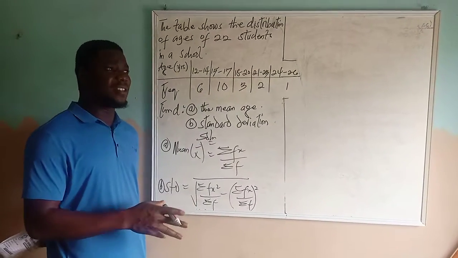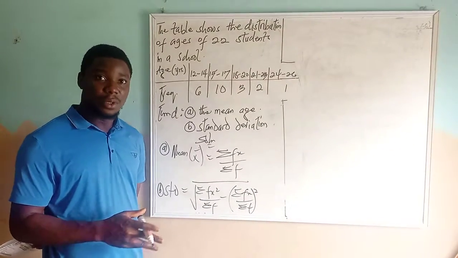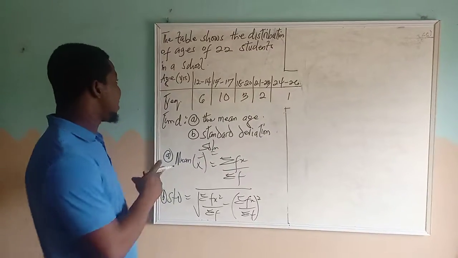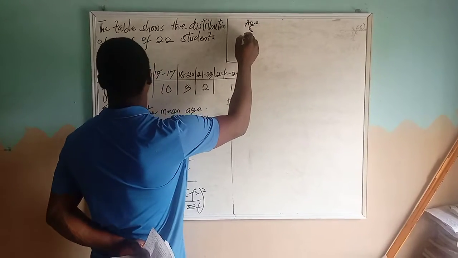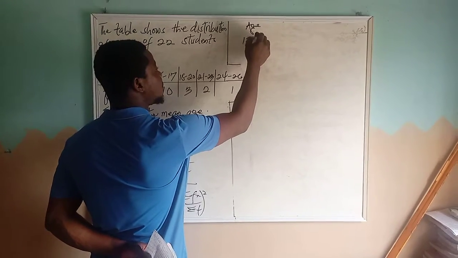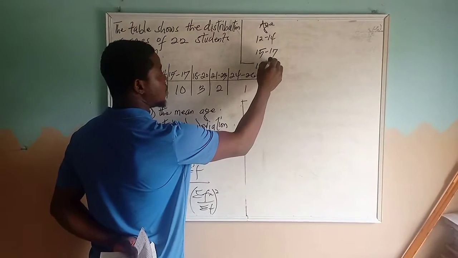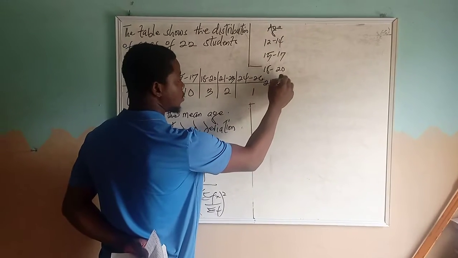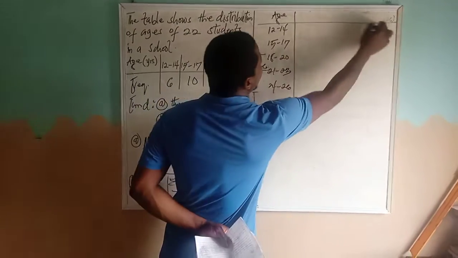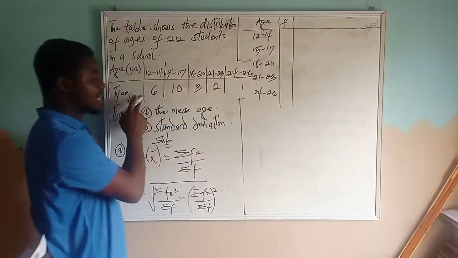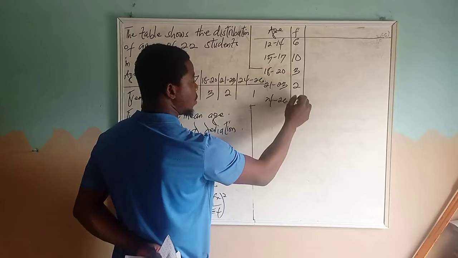Now, before we do anything, it is best we represent this data in a table because, in statistics, it's best we use a table to analyze data. So now, we already have our age and our frequency, which we are going to write here. Your age ranges from 12 to 14, we have 15 to 17, 18 to 20, 21 to 23, 24 to 26. And then we'll have our frequency here, which has been given to us to be 6, 10, 3, 2, 1.